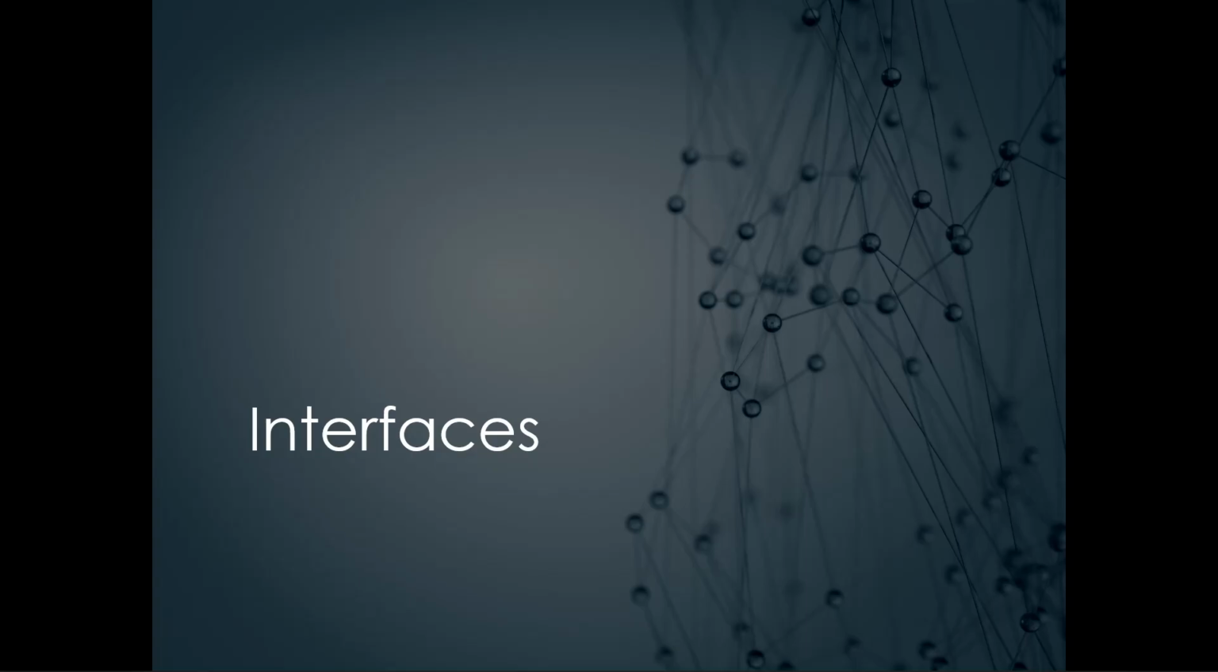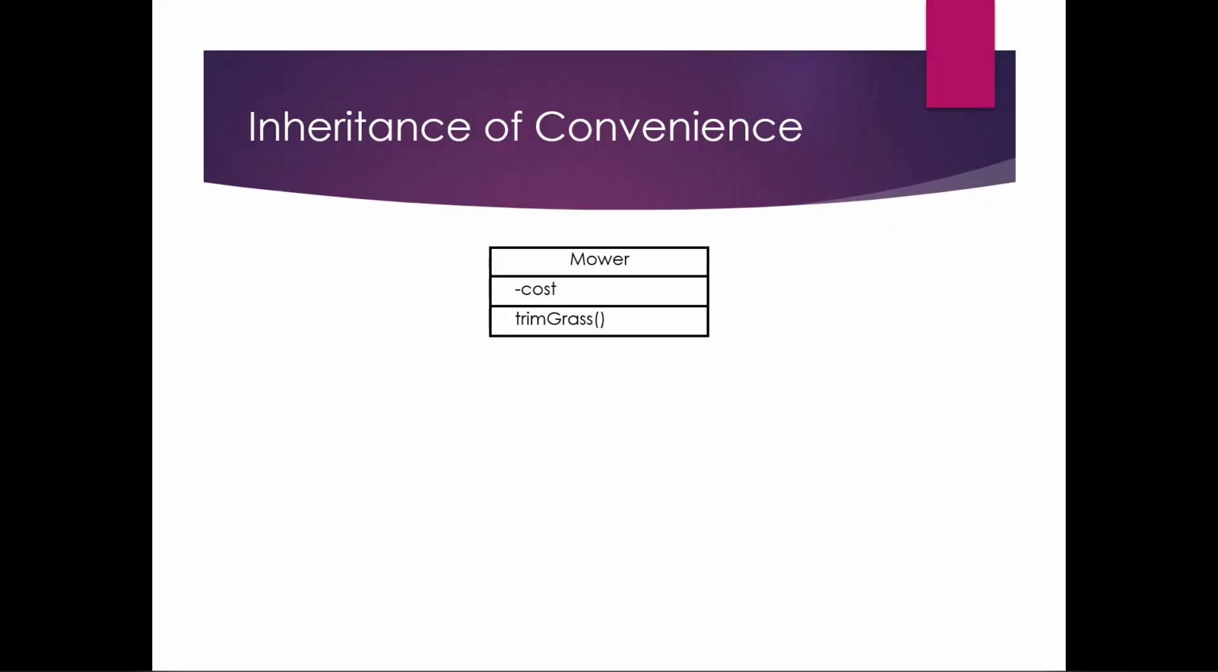Interfaces are really closely related to inheritance and partially come out of a misuse, if you will, of inheritance hierarchies that sometimes happens by designers. So sometimes we use inheritance as a convenience to reuse things without necessarily having to rewrite code. For example, we could define a mower class, and so we have some cost to mowing, and the main functionality is to trim grass.